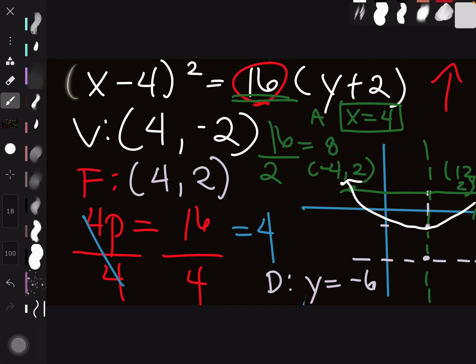So we've got it, folks. This is our parabola. We have all the values here, and we completed the solution. Hope this helped.